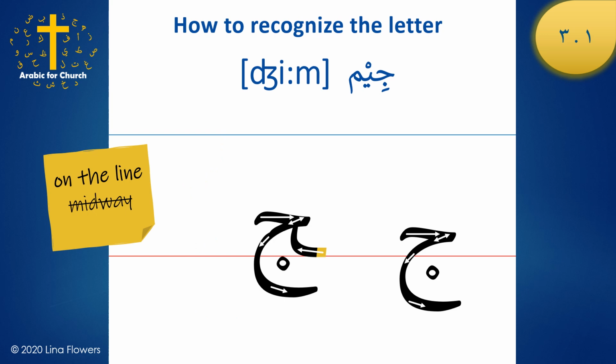The way it connects, the letter Jim connects on the line. So it stays on the line, whatever is behind it, whatever is to the right, stays on the line, and then Jim is written. Now you have to differentiate between print and writing. So this is what print looks like. In writing, it's going to be different.